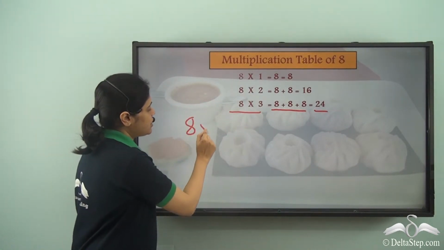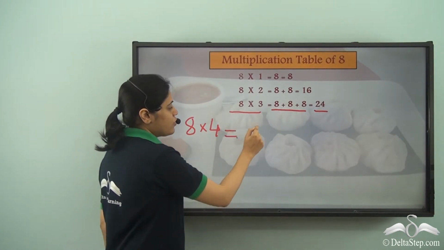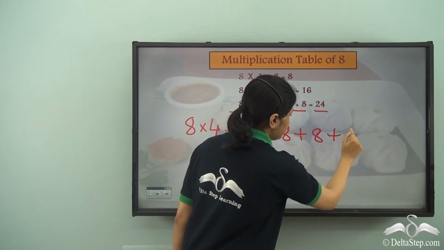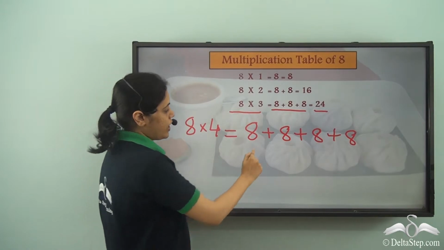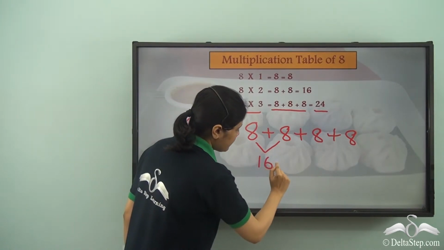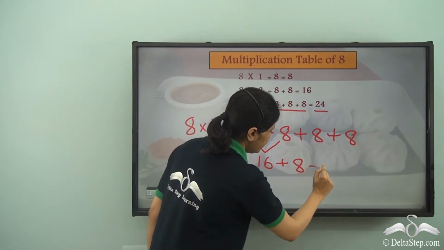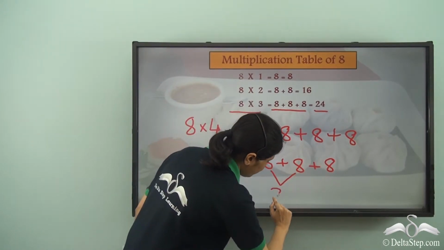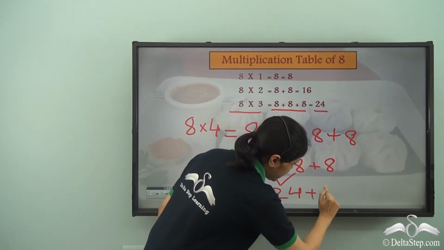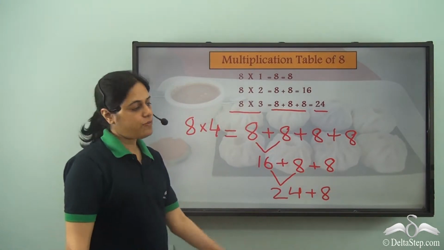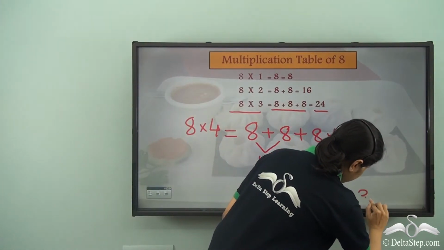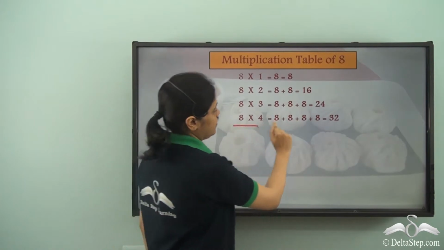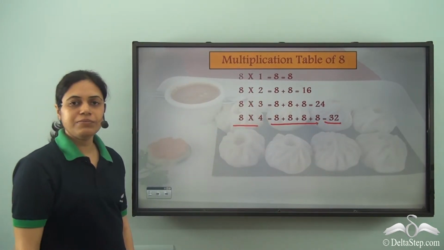Next we have 8 into 4, which is 8 added 4 times. Now 8 plus 8 is 16, and I have 2 more 8s to be added. 16 plus 8 is 24, and I have a plus 8. 24 plus 8 is 32. So 8 into 4 is 32, which is 8 added 4 times.